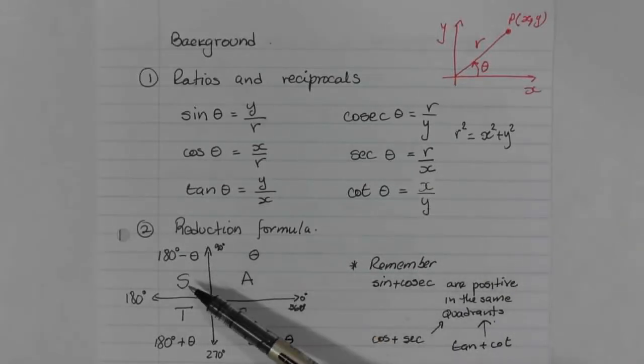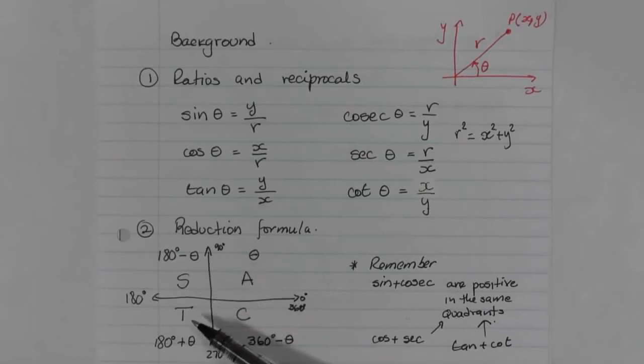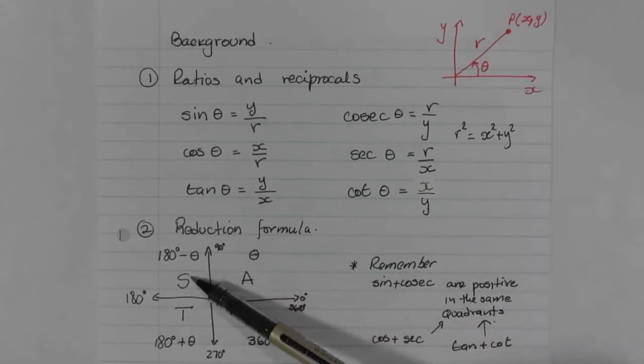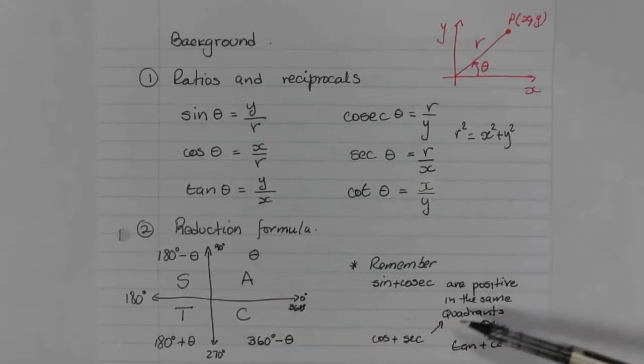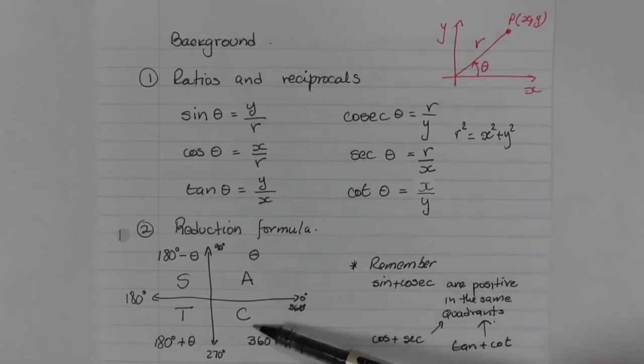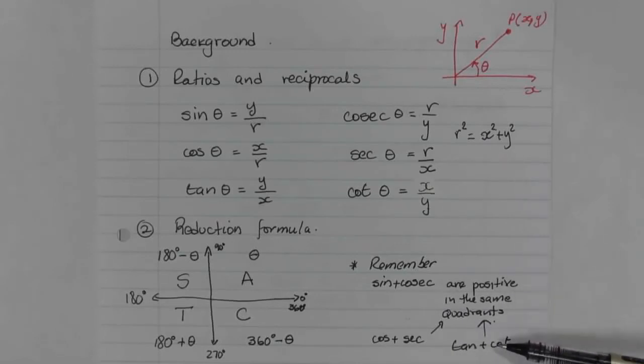In the second quadrant, the formula of reduction is 180 minus theta. In the third one it is 180 plus theta. In the fourth it is 360 minus theta. Remember that the sine and the cosec are positive in the same quadrants, in other words, in the first and the second quadrant. The cos and the sec, which are reciprocals of each other, are also positive in the same quadrants, the first and the fourth quadrant. And the tan and the cot, which are reciprocals of each other, are positive in the first and in the third quadrant. So basically this is a recap of what we did in terms of formulas of reduction.